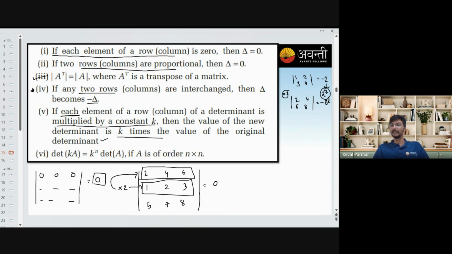If one of the rows is multiplied by 2, 4, 3, 4, 8 minus 12, minus 4. Then I'll get minus 4.